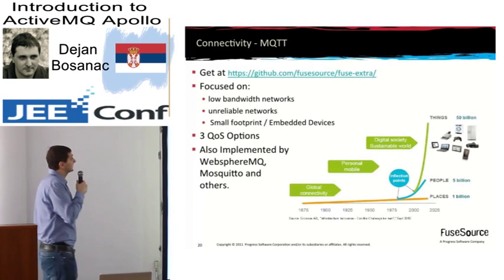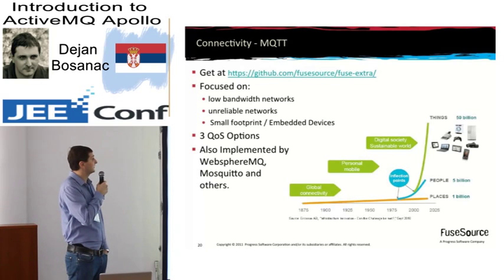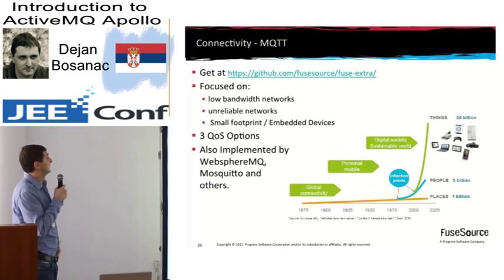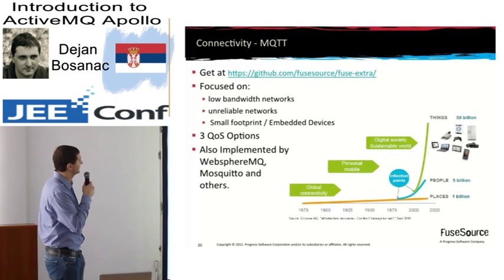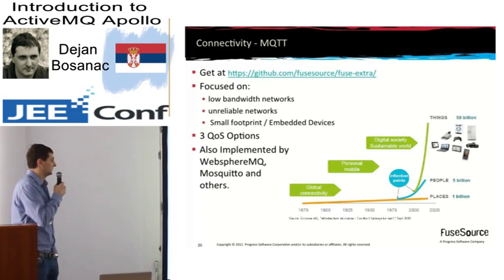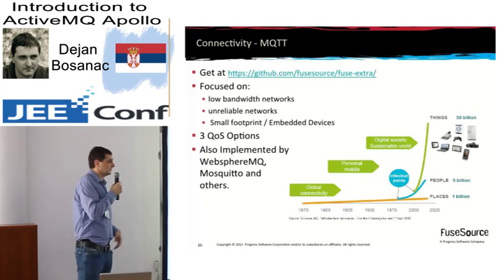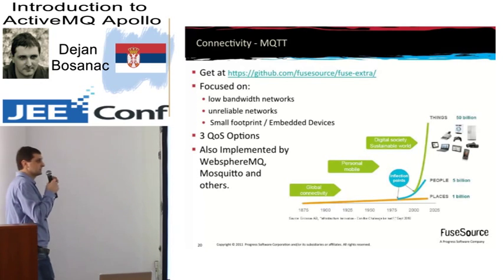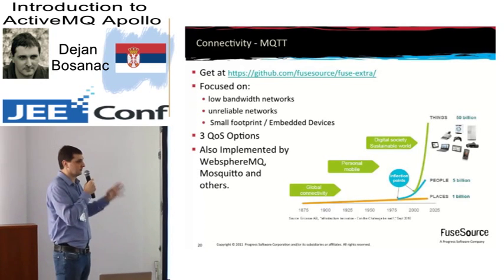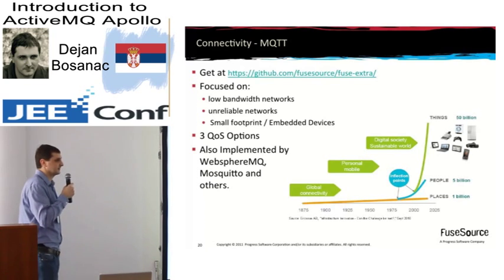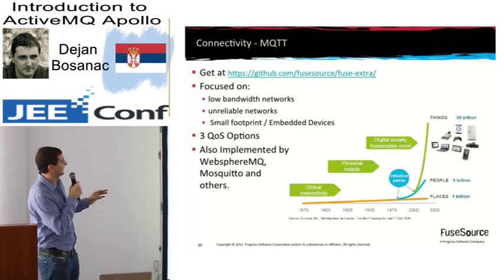As I mentioned earlier, we provide support for the MQTT protocol, which is implemented as an external plugin, and you can find it in this GitHub project provided by QSource. This protocol is very interesting because it's focused on machine-to-machine communication, and it has very small overhead on the actual payload of the message. So it's designed for usage in low bandwidth, unreliable networks, and because it's a small binary protocol, I think the minimal message that you can send with MQTT is just 2 bytes.